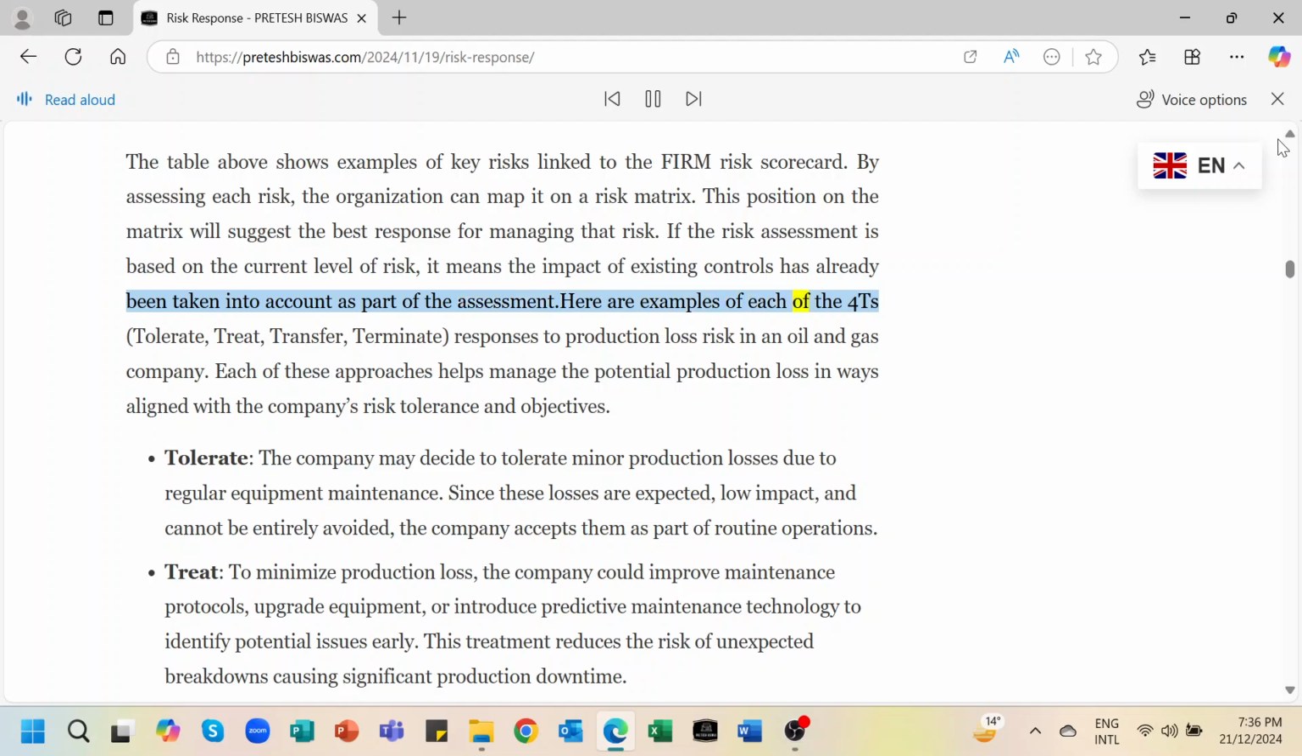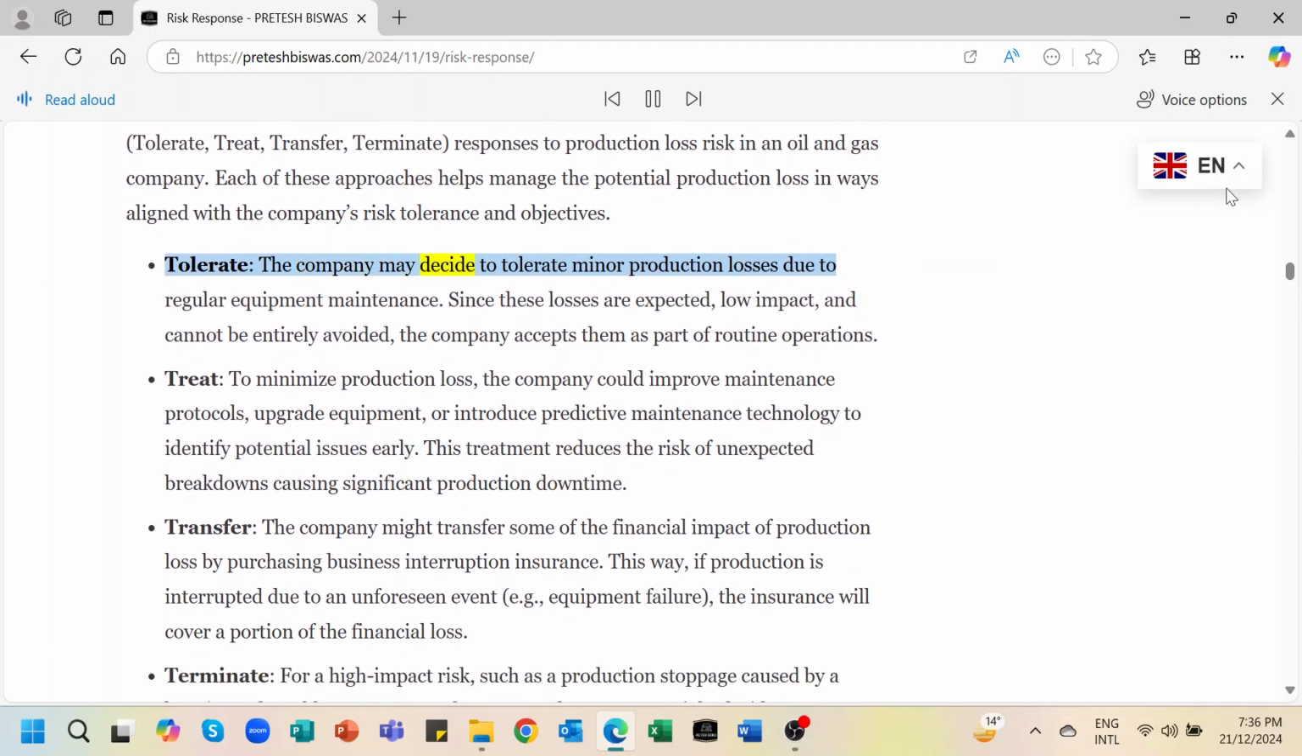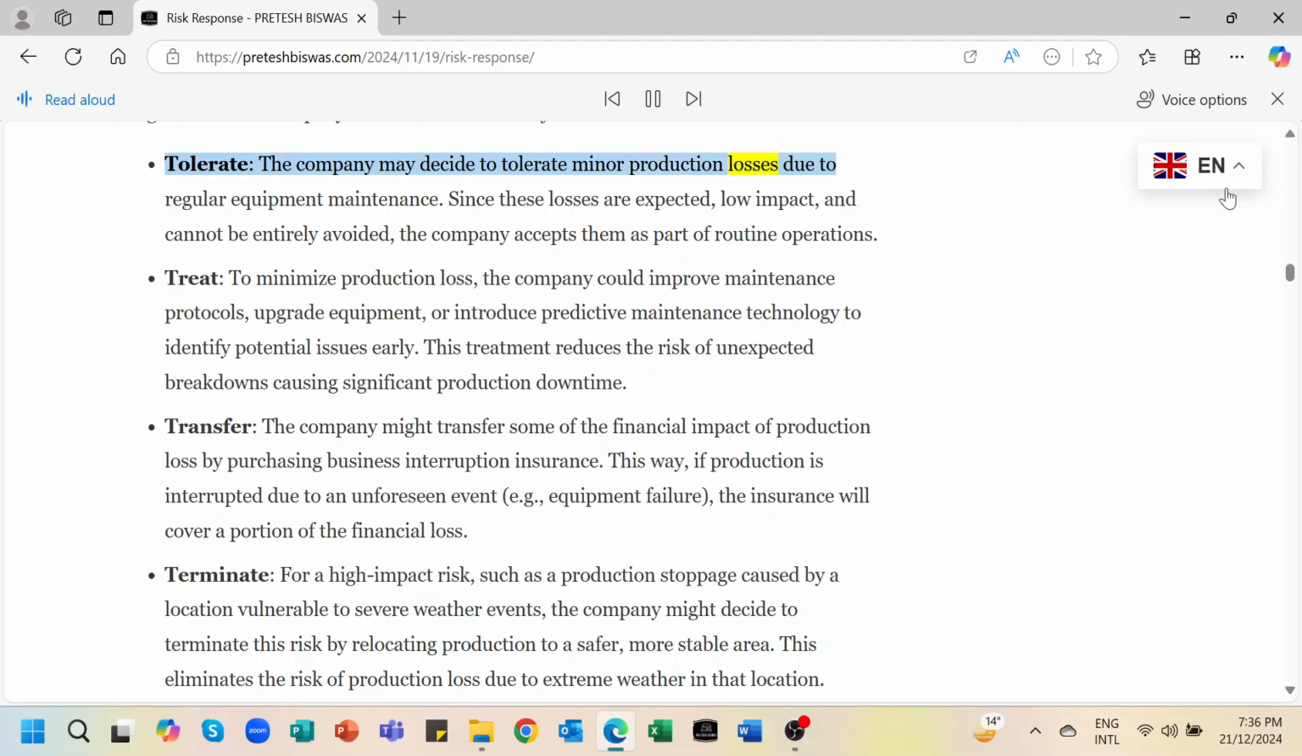Here are examples of each of the 4Ts: tolerate, treat, transfer, terminate, responses to production loss risk in an oil and gas company. Each of these approaches helps manage the potential production loss in ways aligned with the company's risk tolerance and objectives. Tolerate. The company may decide to tolerate minor production losses due to regular equipment maintenance. Since these losses are expected, low impact, and cannot be entirely avoided, the company accepts them as part of routine operations.